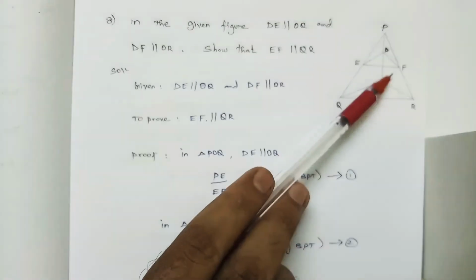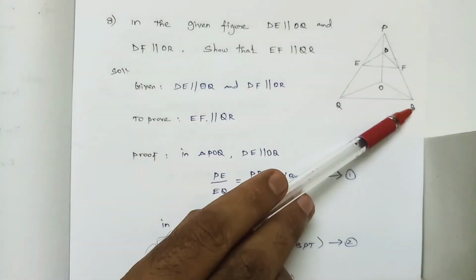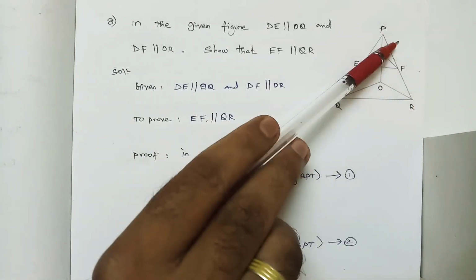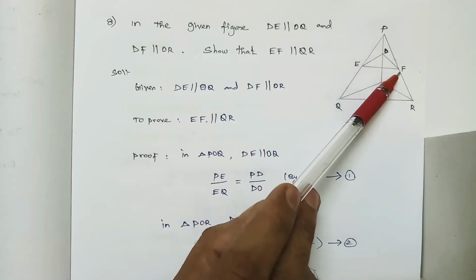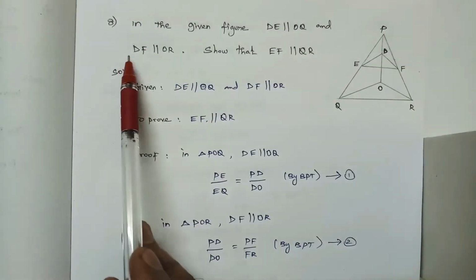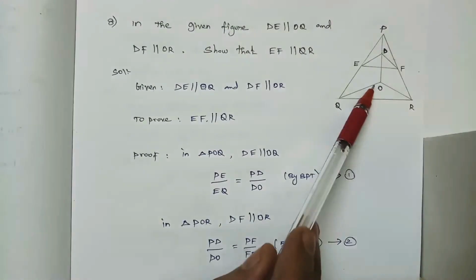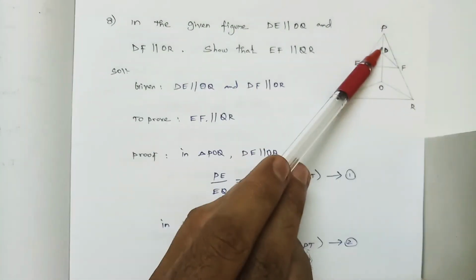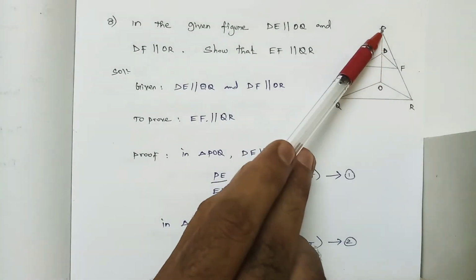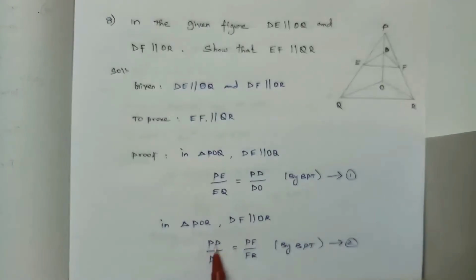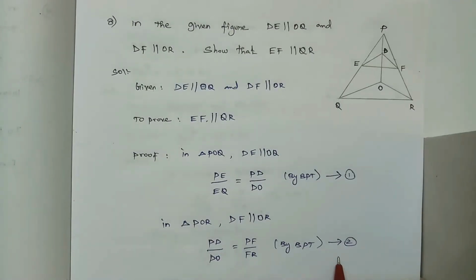Next I'm taking the second triangle POR. In triangle POR, DF is parallel to OR. This is given. So by BPT, PD by DO is equal to PF by FR. Take it as equation number 2.